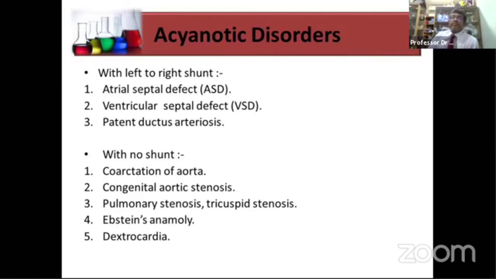And there are some other common acyanotic congenital heart diseases where there is no shunt, like coarctation of the aorta, congenital aortic stenosis, pulmonary stenosis or tricuspid stenosis, and dextrocardia. In these cases, usually there is no shunt, but they usually produce an acyanotic type of congenital heart disease.